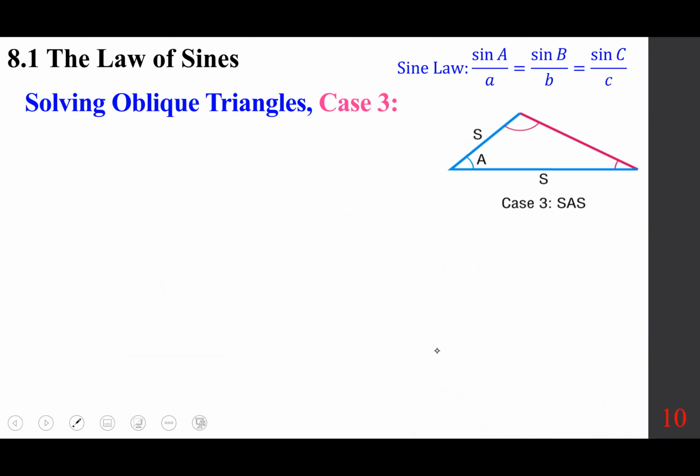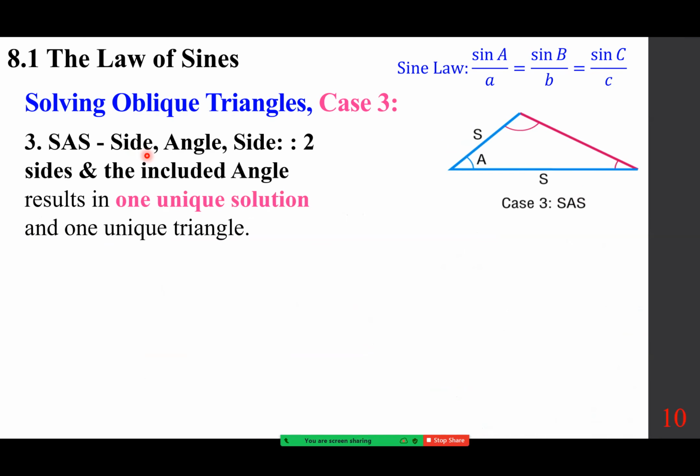We also have two more types. Case 3, SAS: side, angle, side. There are two sides, and then the included angle, meaning the angle in between. So we have two sides and the angle is definitely in between. Then we have one unique solution.